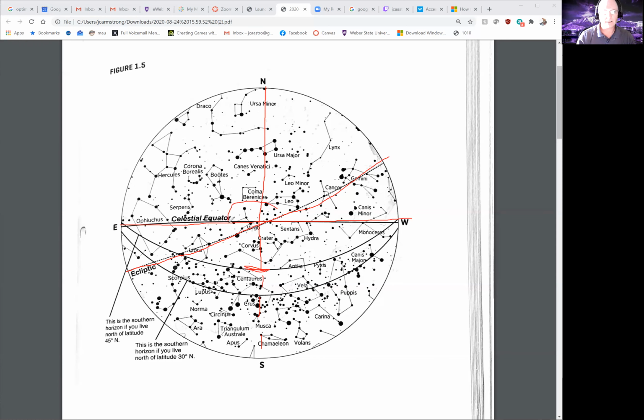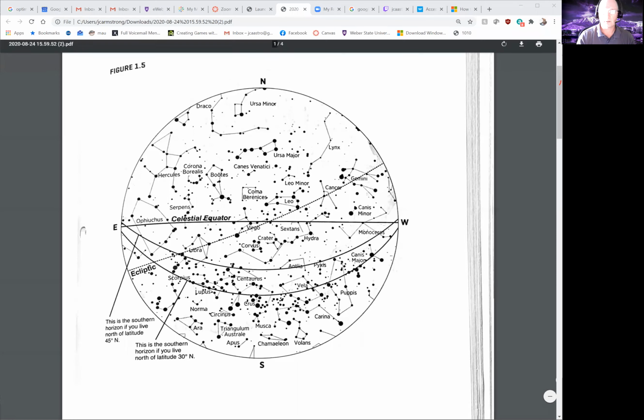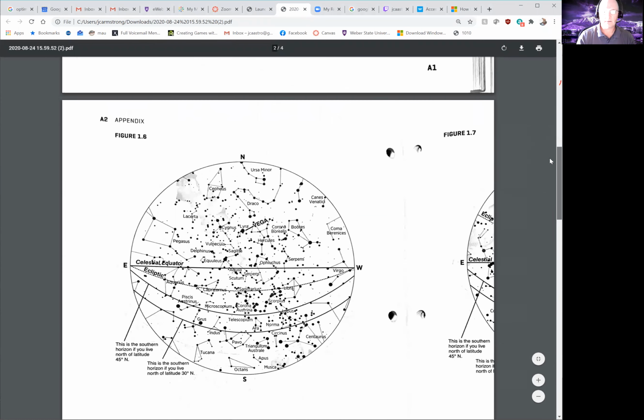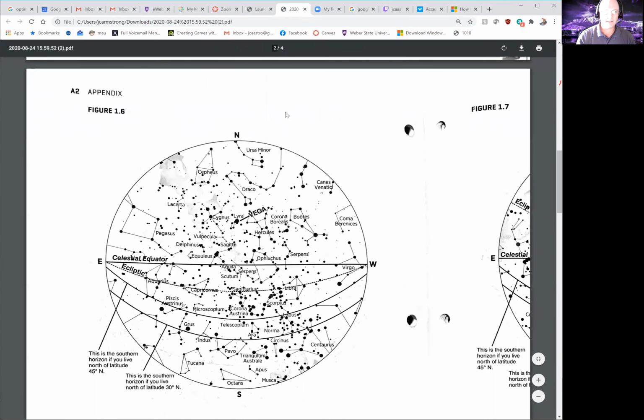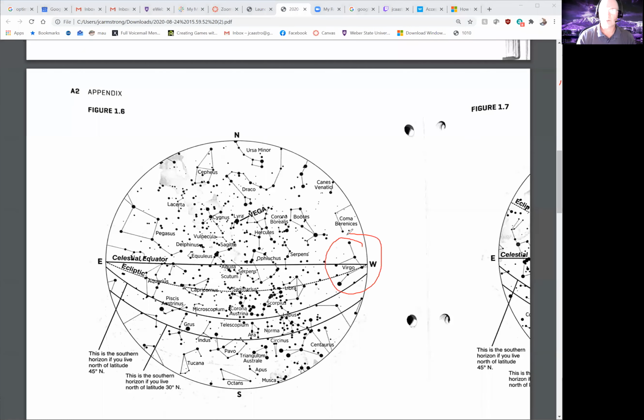Well, let's pick a constellation, for example, Virgo. Virgo is directly on the meridian on the spring equinox. If we go and look at the summer solstice, which is 3 months later, let's go to the next drawing. That's 3 months later, and I'll zoom in a little bit here. Now look where Virgo is. Virgo is on the western horizon.